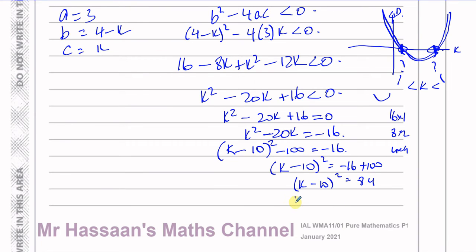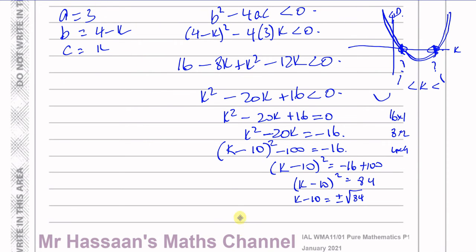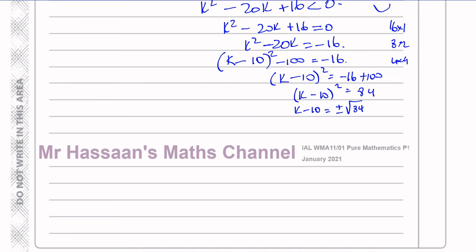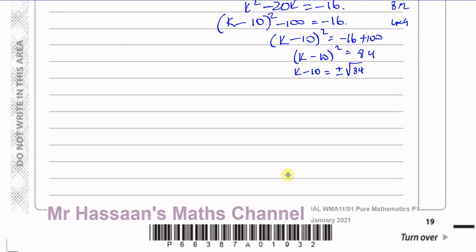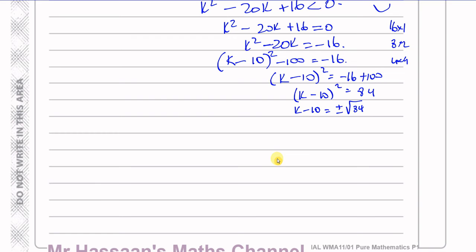So this becomes k minus 10 equals plus or minus the square root of 84. Okay, don't forget the plus or minus. And now what we can do is just make a bit more space. So now we can say that k is therefore equal to 10 plus or minus the square root of 84. So the values of k are 10 plus the square root of 84 and also 10 minus the square root of 84.